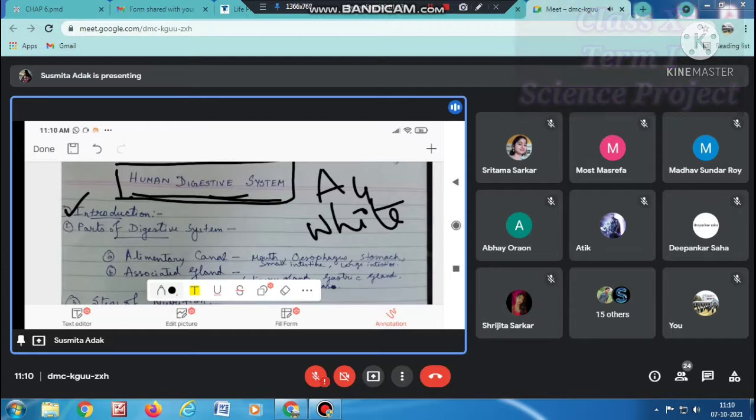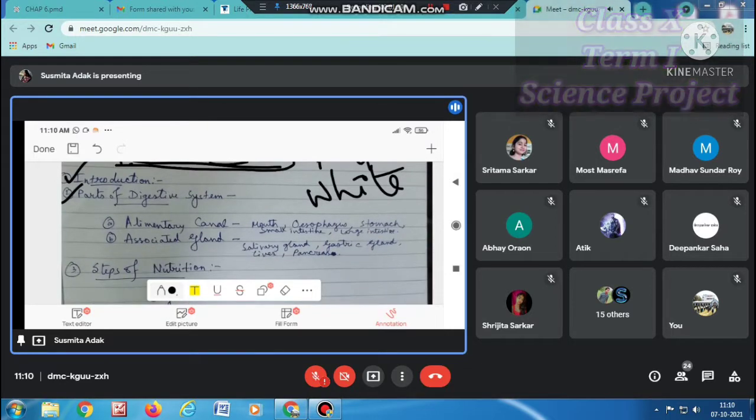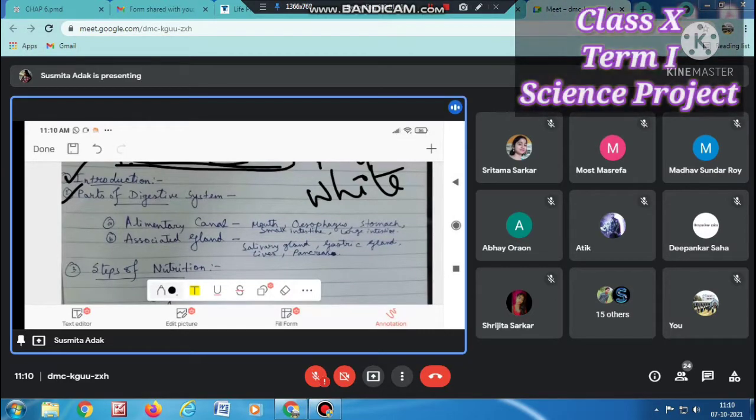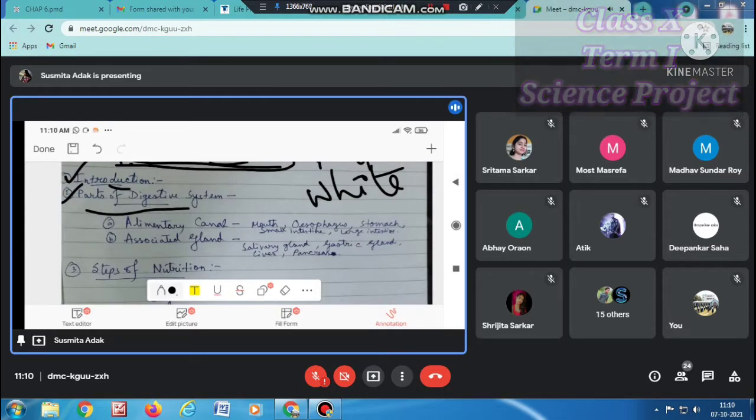After that, next is point number 2, which starts after the introduction. You should keep a one-scale gap, about 1 inch, after the introduction. Then you will start the parts of the digestive system. You can write these points with a color sketch pen also, but don't use green, red, orange or pink colors. So the second point will be parts of the digestive system.